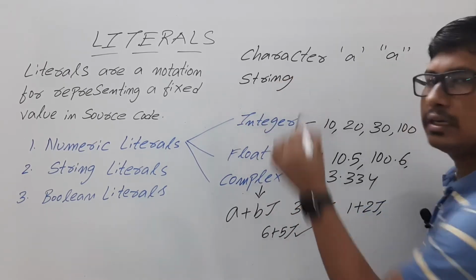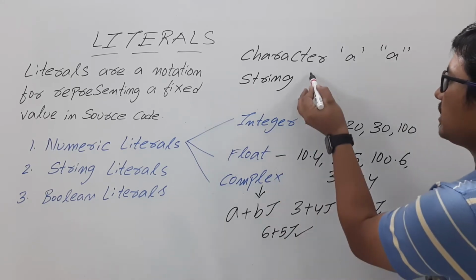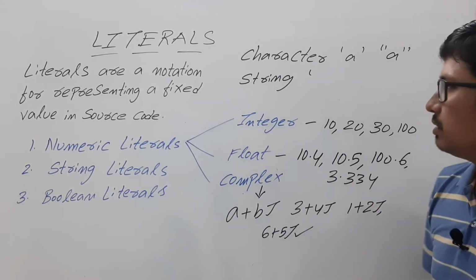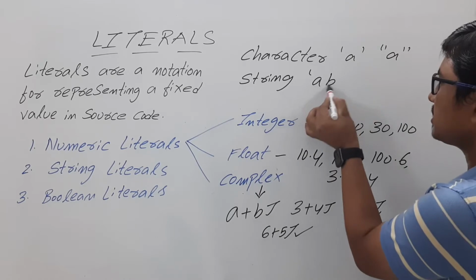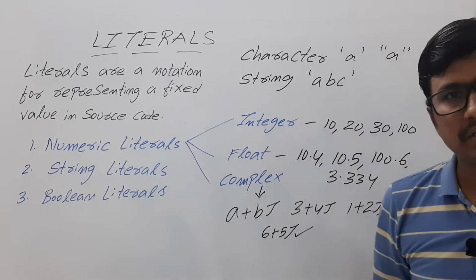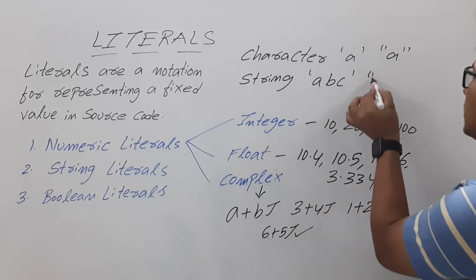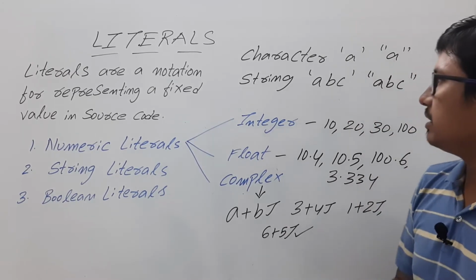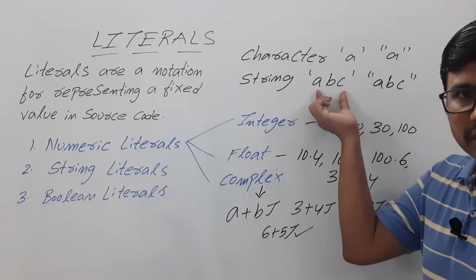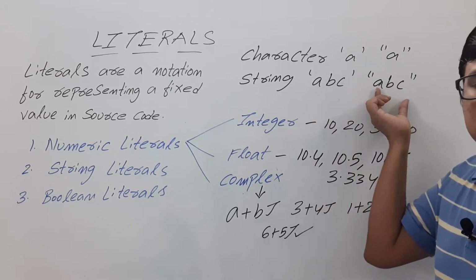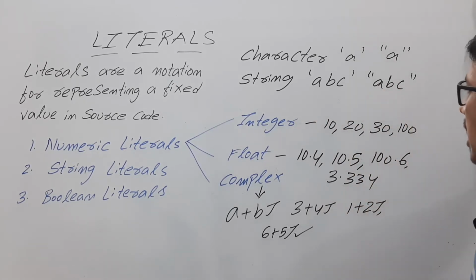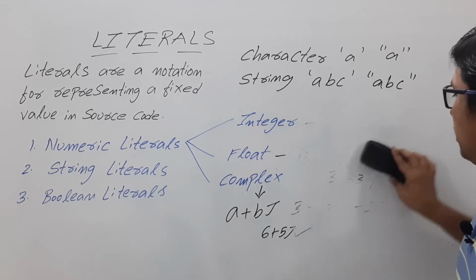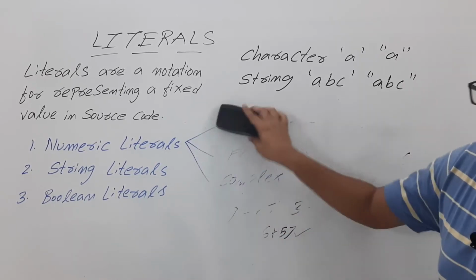Okay. Now coming to the strings. A string you can represent within the single quotes. Okay. Suppose if you want to represent ABC, you can represent it like this, or you can represent ABC within the double quotes also. Is it clear? A string you can represent in a single quote, or you can represent using the double quotation. And one more feature which is available in Python, let me discuss for you.